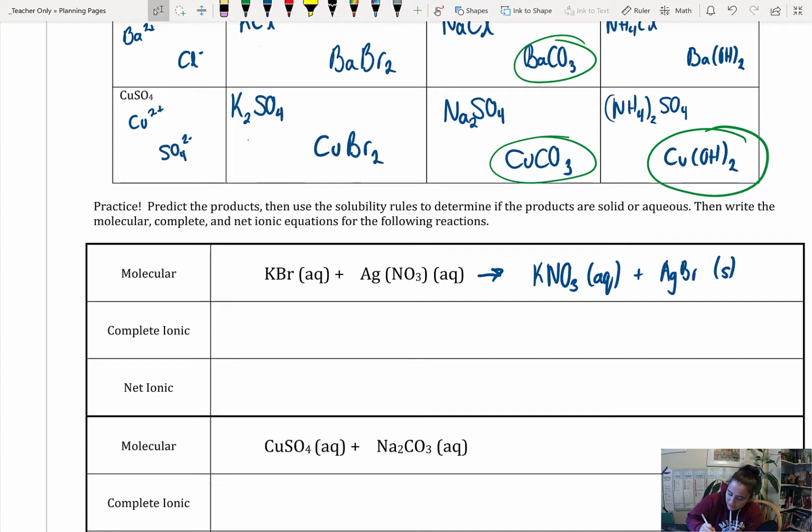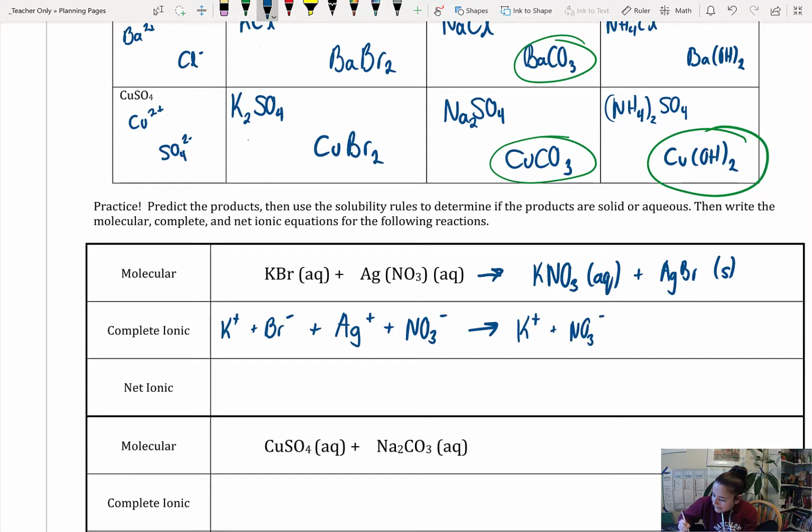When we write it out for the complete ionic, we'll have K plus and Br minus. I'm going to go ahead and leave the phase symbols out of this one just so that it doesn't get too crowded. And then we have Ag plus and NO3 minus, forming K plus and NO3 minus, and then AgBr is our solid precipitate. Okay, so then we would cancel out the spectator ions to make our net ionic equation, where we have bromide ions reacting with silver ions to produce silver bromide.